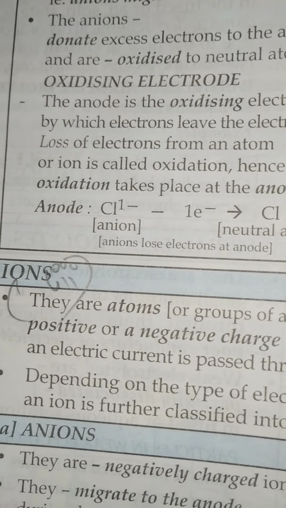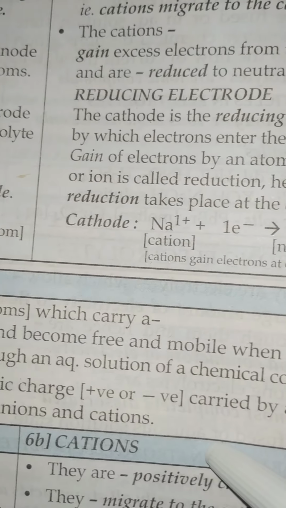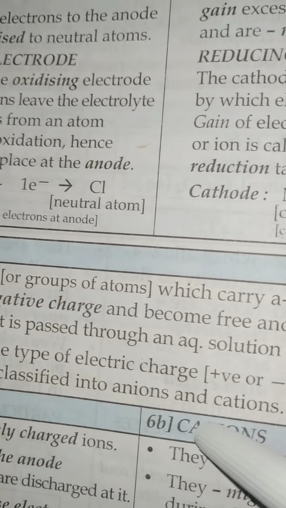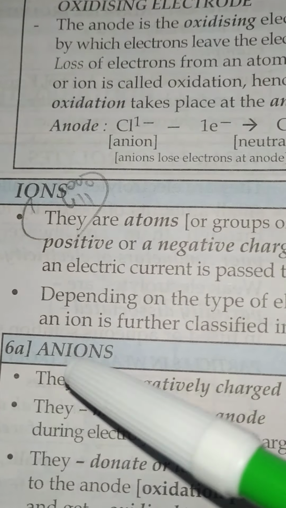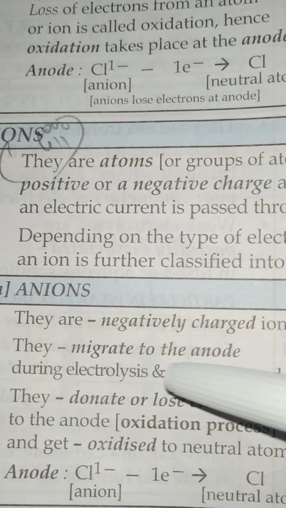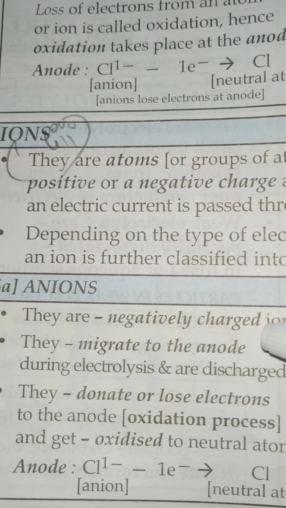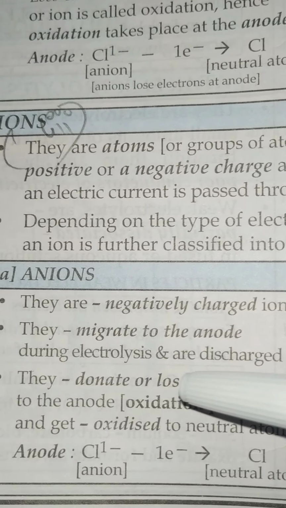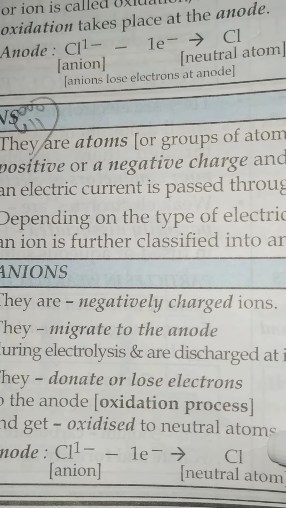Okay. Now depending on the type of the electric charge, whether the charge carried by an ion is positive or negative, ions are further classified into anions and cations. So ions can be of two types, anions and cations. Anions means negatively charged ions, and they will migrate to the anode because anode is a positive electrode during the electrolysis, and they donate or lose electrons to the anode, and they will get oxidized to the neutral atom.